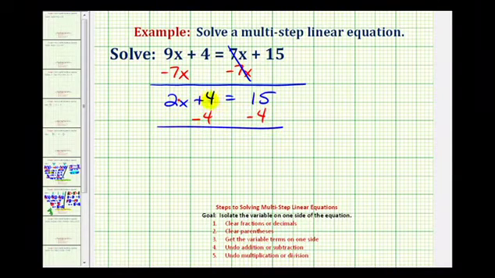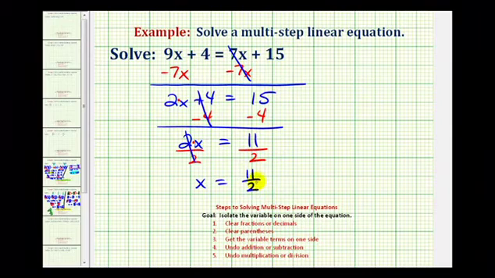Again, notice here we have 4 minus 4, that's 0. So we're left with 2x equals 15 minus 4, that's 11. And then to undo the multiplication here, we have to divide both sides by 2. 2 divided by 2 is equal to 1. 1 times x is x equals, and then 11 and 2 don't have any common factors, so 11 halves is our simplified fraction, or simplified improper fraction.